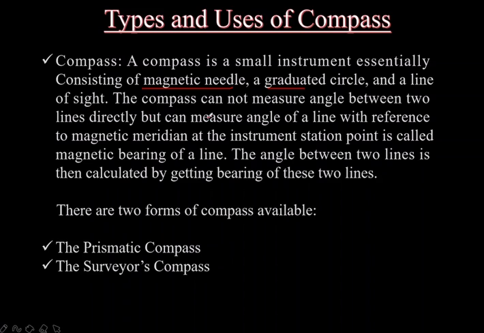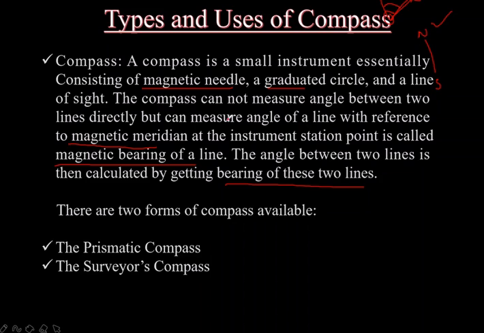The compass cannot measure the angle between two lines directly, but it can measure the angle of a line with reference to the magnetic meridian at the instrument station point, which is called the magnetic bearing of the line. The angle between two lines is then calculated from the bearings of these two lines. So this compass will not give the angle directly. If there are two stations and we place our compass here, it will not directly give the angle here. First we have to find the angle of this station with respect to the magnetic meridian, that is the north-south needle in the instrument. The angle is with respect to the north-south meridian, which you will know in later slides.